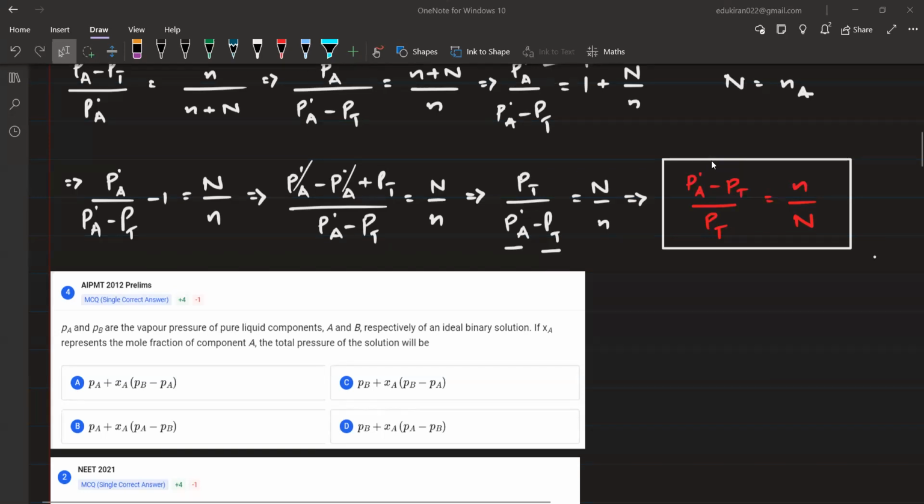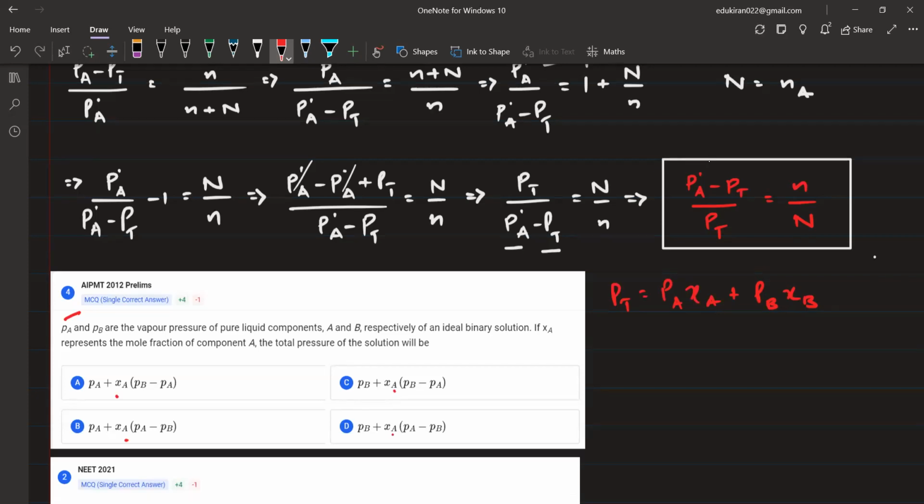A small hint. The total pressure is equal to PA chi A plus PB chi B. Why? Because PA is the vapor pressure of pure liquid component, so instead of P naught A, write PA. Now all the options have only chi A. That means you have to write the complete thing in terms of A.